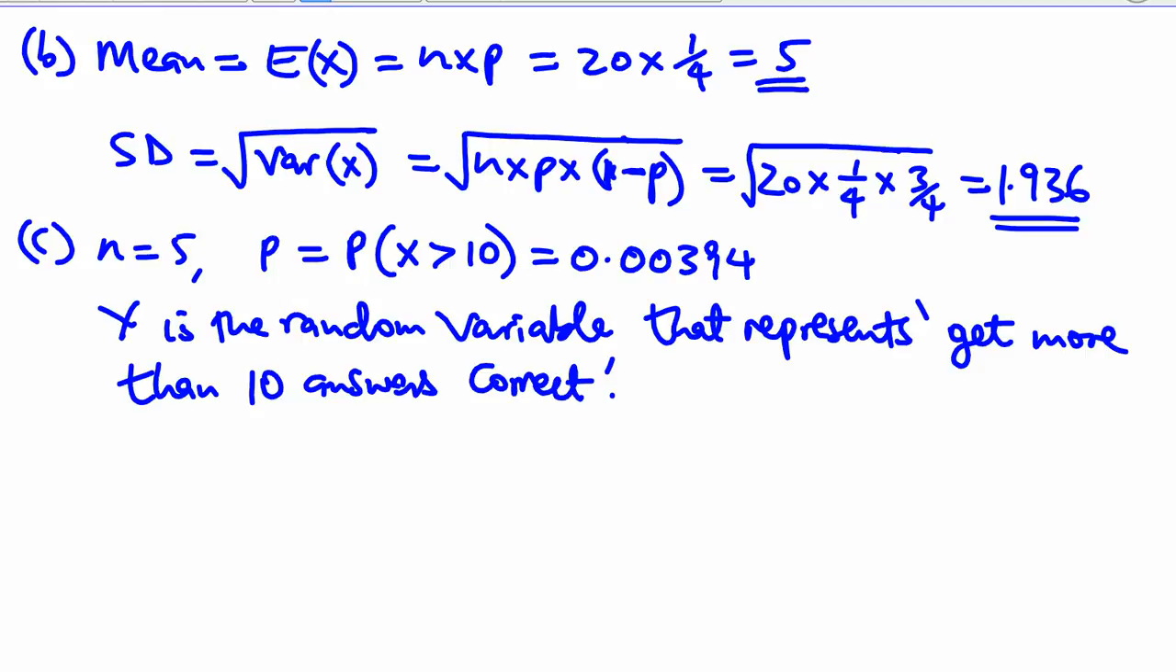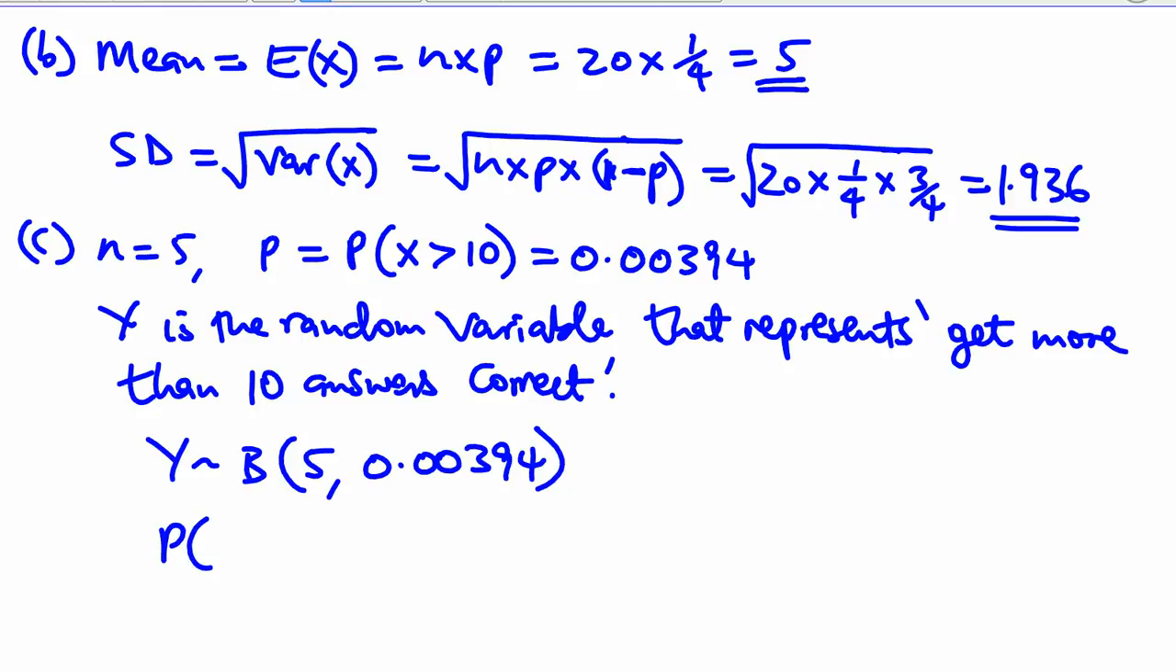All right. So we are saying that Y follows a binomial distribution with parameters 5 and the probability of getting more than 10 answers correct, which is 0.00394. So if we want to find the probability that at least 2 of the 5 students get more than 10 answers correct, then we'll say probability Y is greater than or equal to 2.